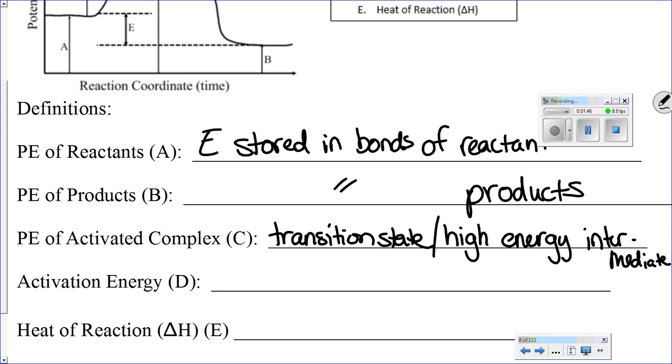And the potential energy of the activated complex is a very high energy state. This does not hang around long. It's literally a hot second. And then the atoms that are in that transition state rearrange and they form their new bonds.